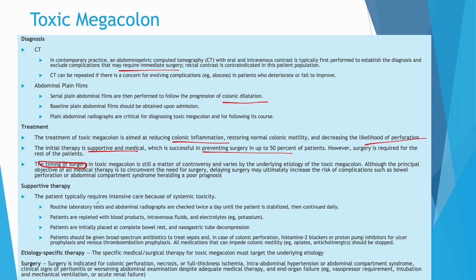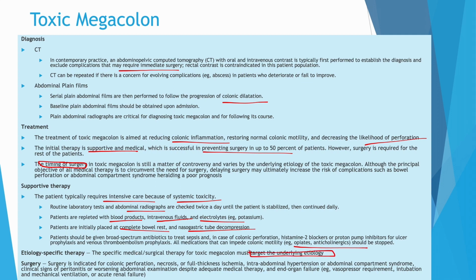Some of the supportive therapy that we do, I mean, this is ICU admission. They're toxic, so you get routine labs, abdominal radiographs. They usually have to have some version of blood products, IV fluids, resuscitation measures, complete bowel rest, sometimes NG tube decompression, broad spectrum antibiotics, and other things to help with prophylaxis. I also want to discontinue any type of opiates or anticholinergics. And really, like I said, you want to target the underlying disorder.